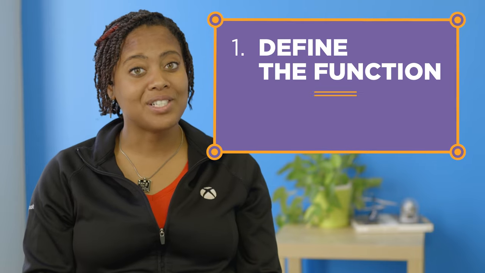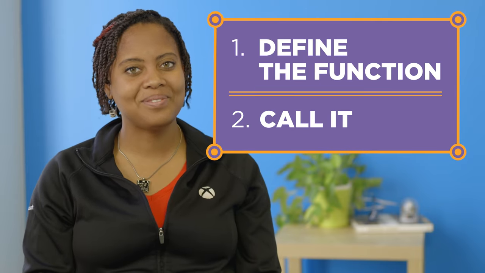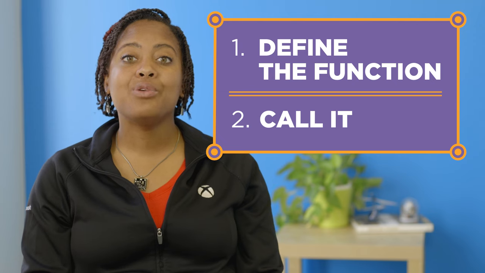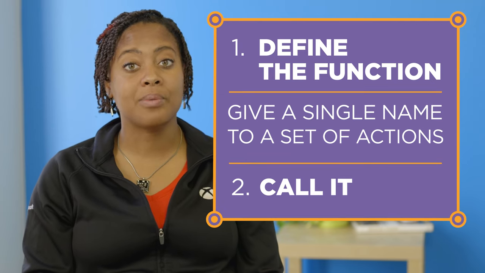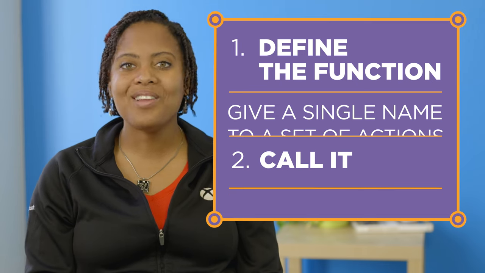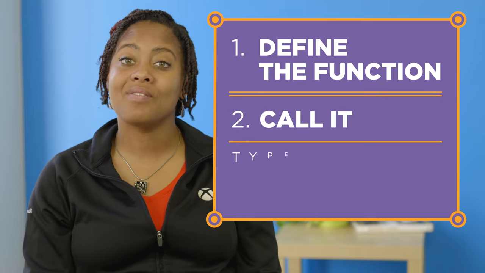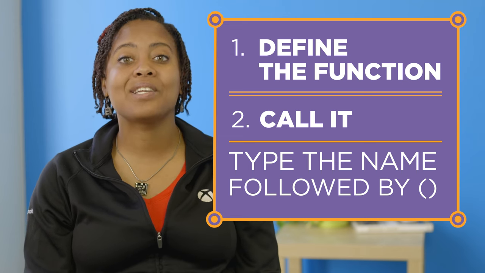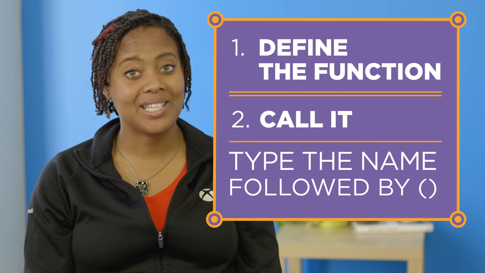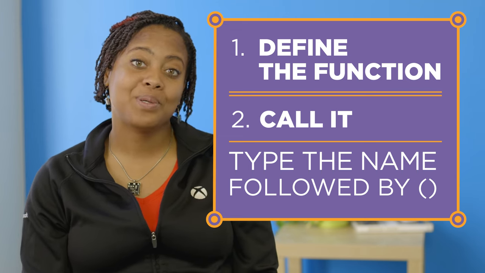There are two steps to using functions in JavaScript. First, we need to define our function, and then we need to call it. When you define a new function, you are simply giving a single name to a set of actions you want the computer to perform. To call a function, you just type the name of the function, followed by parentheses. This is actually telling the computer to perform or execute the set of actions you gave a name to.